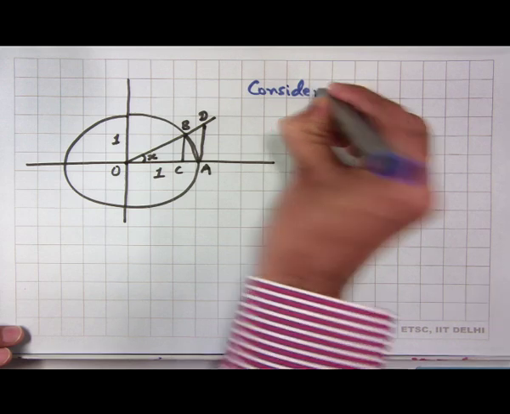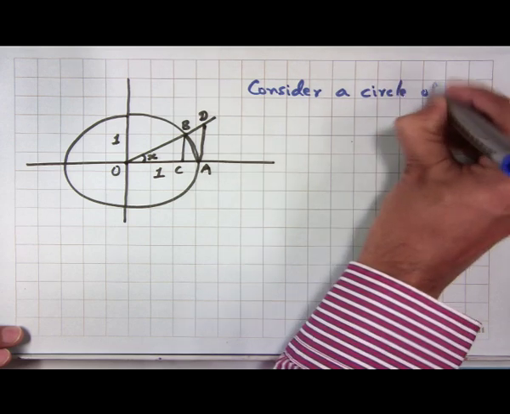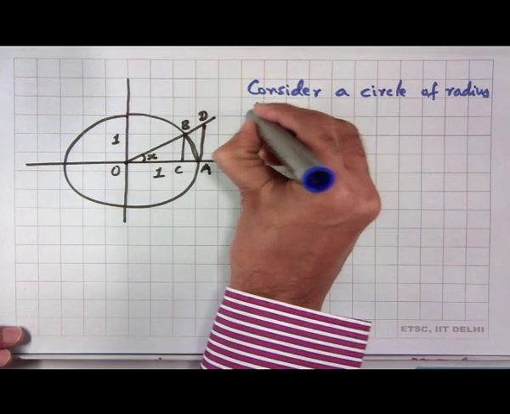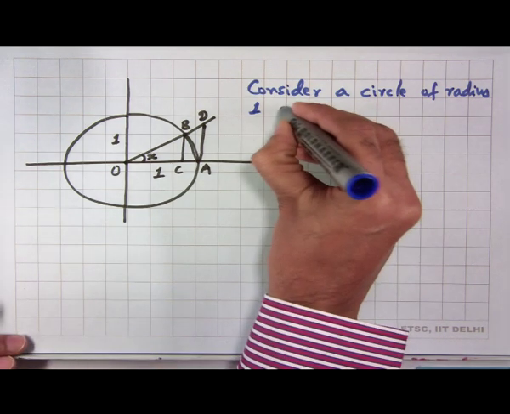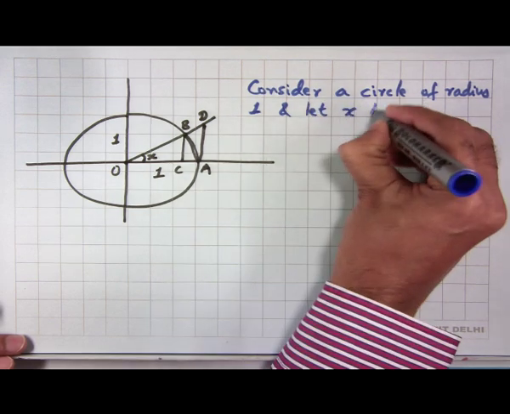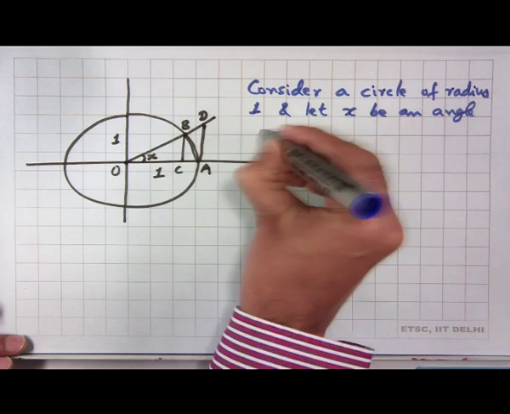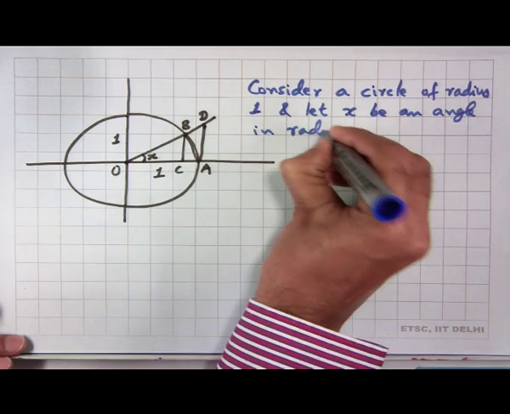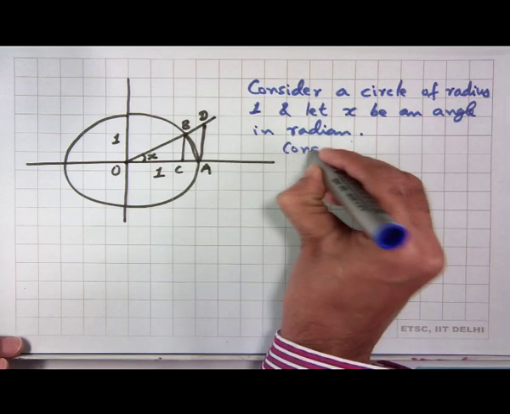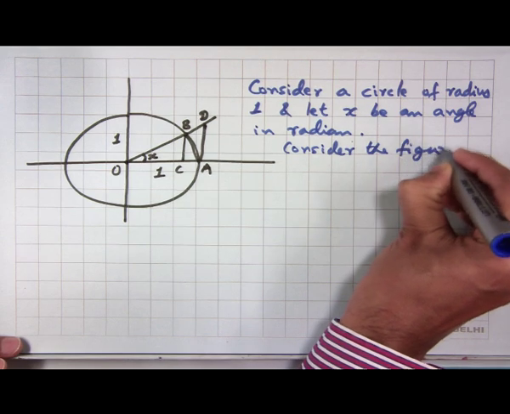Consider a circle of radius 1 and let x be an angle in radian and consider the figure drawn to the left.